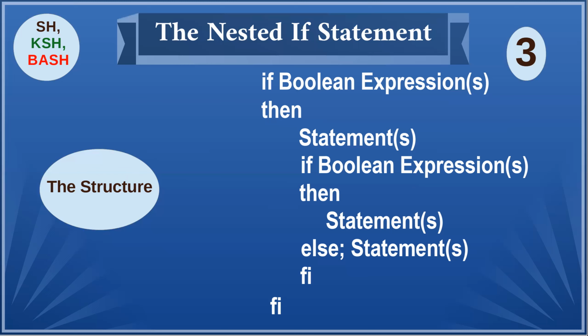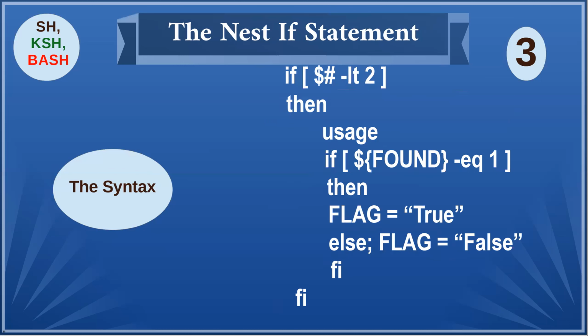So this is the syntax for it here. And then on this one, the nested if statement, we're comparing $# less than 2, the number of arguments, then you call the usage function. Otherwise, it's going to look for a variable $FOUND, all uppercase, and if it is equal to 1, then it sets the flag value to true, otherwise it sets the flag value to false, and then end of fi.